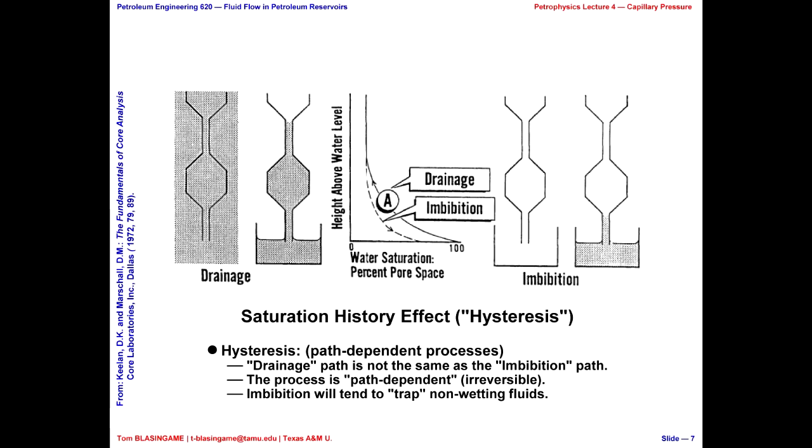How would you factor path dependency into an equation? That'd be pretty tough. You'd have to derive one equation for drainage and one for imbibition. And then you'd have to know which one's which. When we derive anything, what do we assume? Drainage. Why? It's the easiest. The wetting phase is decreasing. Also, imbibition will tend to trap non-wetting fluids.